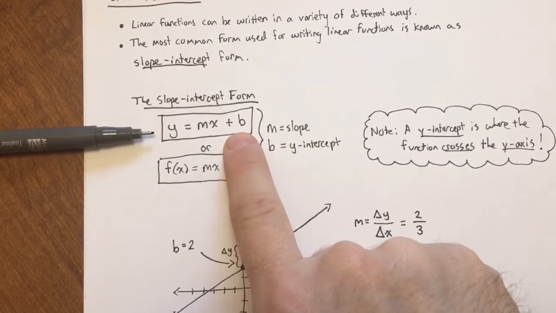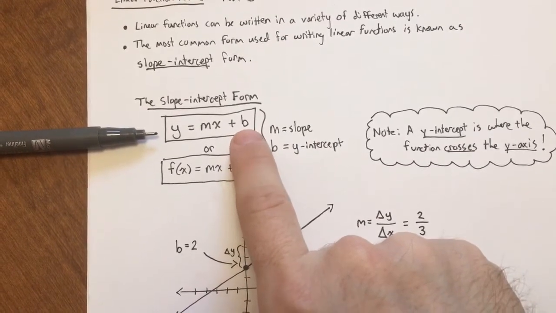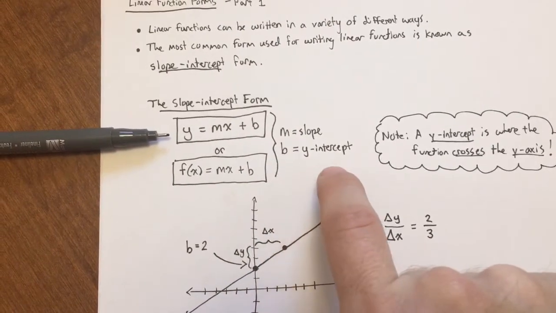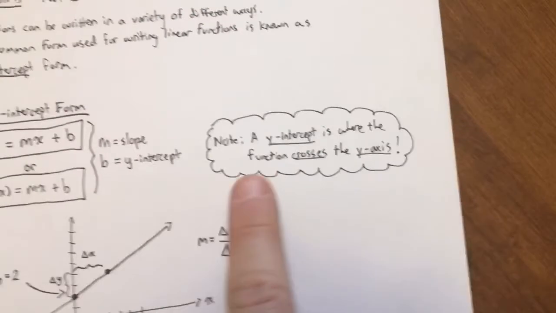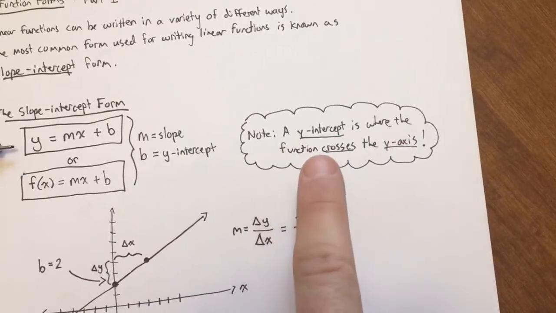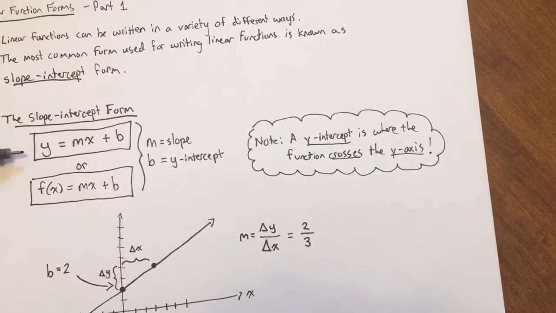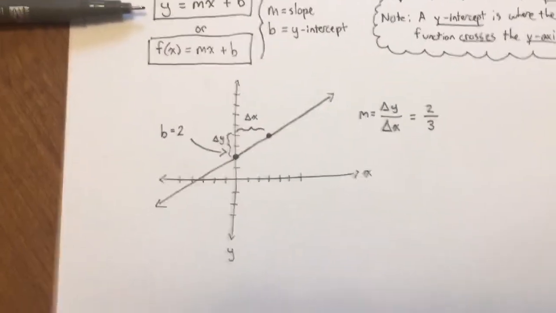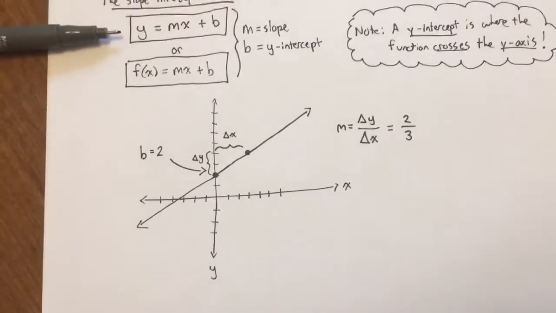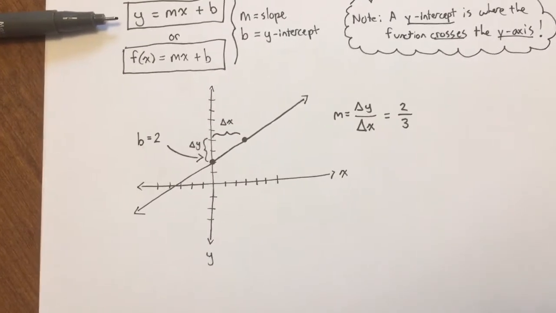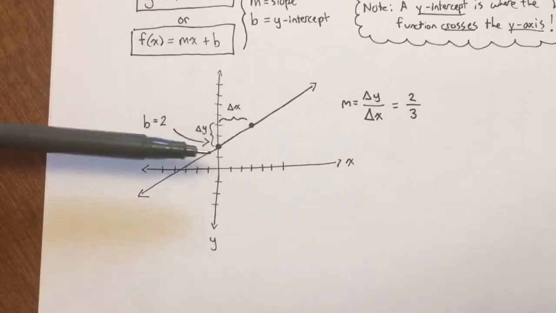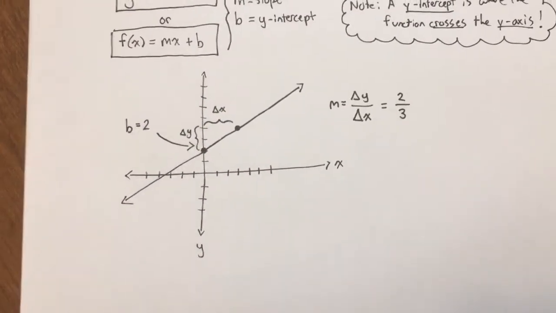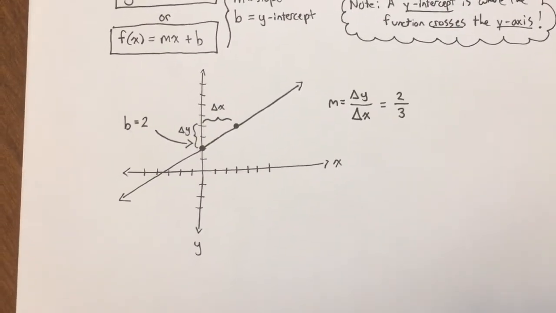And then we have a new variable we're going to introduce here. This b value is going to represent what's known as our y-intercept. A y-intercept is where the function crosses the y-axis. So take a look at this example of a linear function down below. The function rule is not written out, but we can use the information in this graph over here to help us determine what the linear function rule would look like.